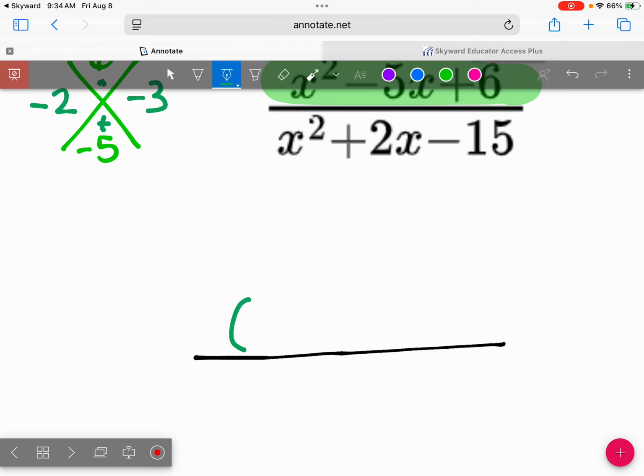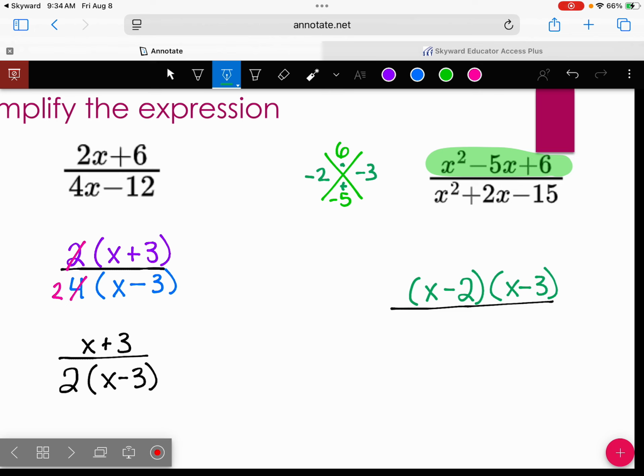So you don't have to do the full box. You don't have to do the full process on this. We know that this is going to be the same thing as x minus 2 and x minus 3. Whenever our a value is 1, we don't necessarily need the full thing. If you want to do it, totally fine. Absolutely valid. Factor it however you want. We just need to factor. I don't necessarily care how we factor.